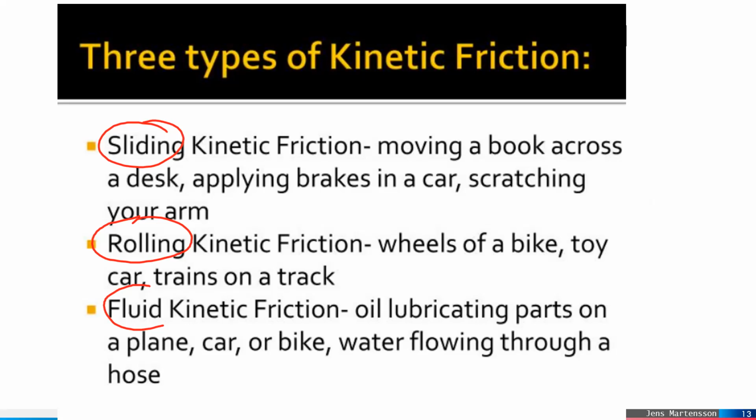Rolling, from its meaning, like the wheels of a bike, the wheels of a car, a toy car, trains on a track. The wheels are rolling, so they make friction with the surface. This type of friction is kinetic because it's moving, and specifically we call it rolling kinetic friction.